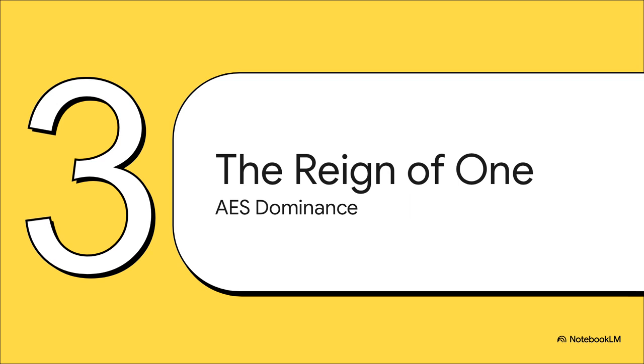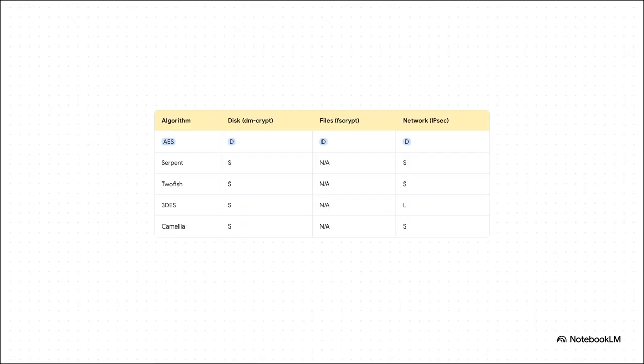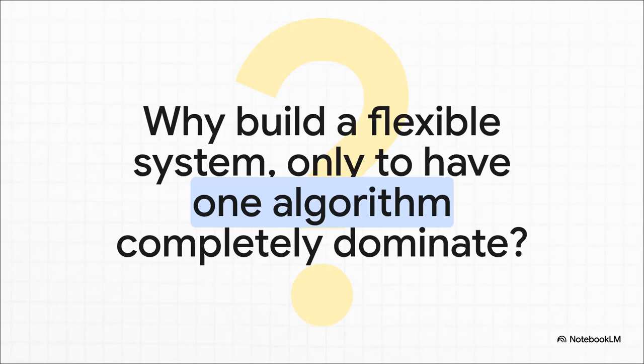Okay, so let's recap. We have this giant library of choices, and we have these really critical systems that need them. And this is where the plot twist comes in. Because when you stop looking at that big theoretical menu of options, and you start looking at what the security pros actually recommend and what the system defaults to, a totally different picture starts to take shape. And yeah, this table pretty much says it all. For your disk, for your files, and for your network, the default, the one that's recommended every time, is AES. All those other ones, Serpent, Twofish, sure, they're supported, but you've got to actively dig into the settings and choose them. Nobody does.